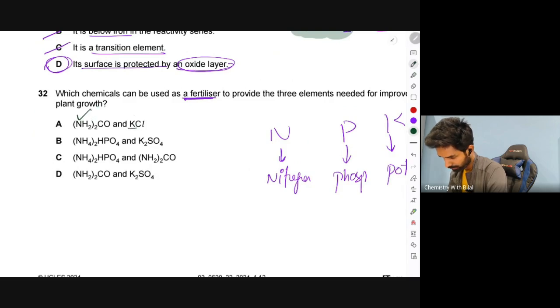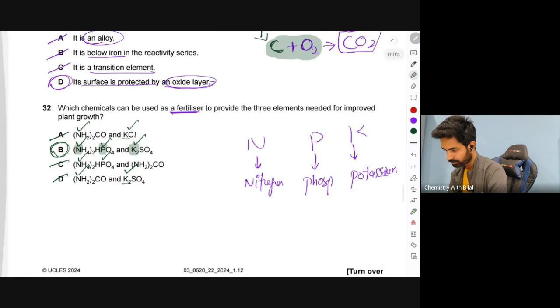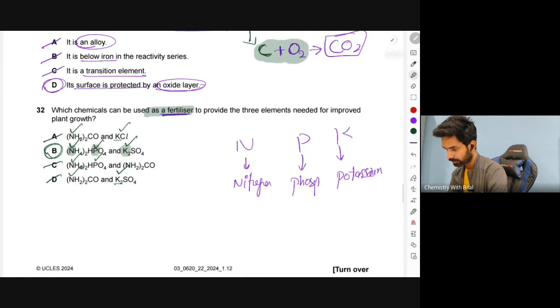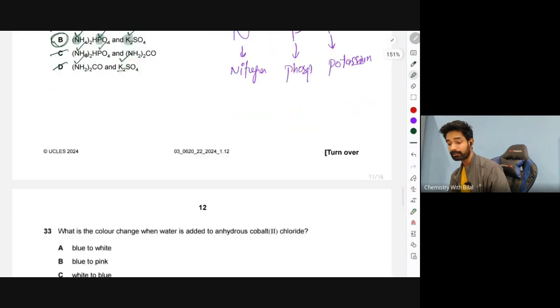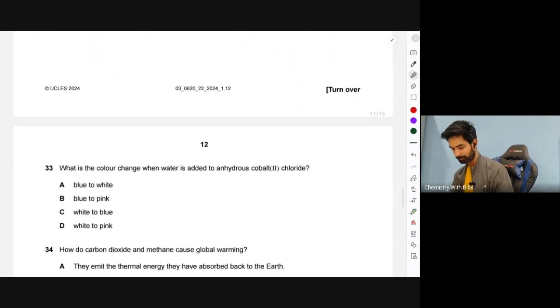Nitrogen is there, potassium is also there, but not phosphorus. Oh sorry, this one has phosphorus and potassium, all three. This one doesn't have nitrogen, phosphorus, potassium. This has potassium, nitrogen, but not phosphorus. So see, NPK is what we need: nitrogen, phosphorus, and potassium. So this can be used as it's a good fertilizer which provides all three elements required for the healthy growth of the plants.